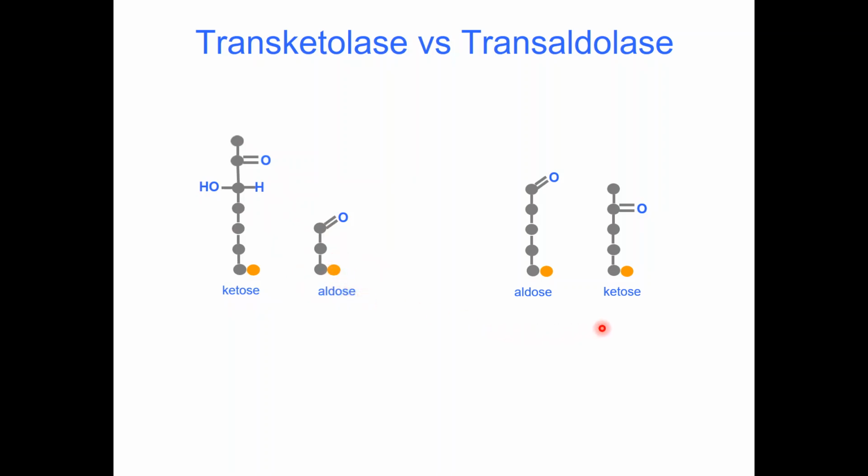In the case of transaldolase, we cleave the bond between the alpha and beta carbon, but everything else is the same. We start with a ketose. The top free carbon fragment gets transferred on top of an aldose. The C-C bond is formed, and the ketose is converted to an aldose, because here this carbon becomes the aldehyde carbon.